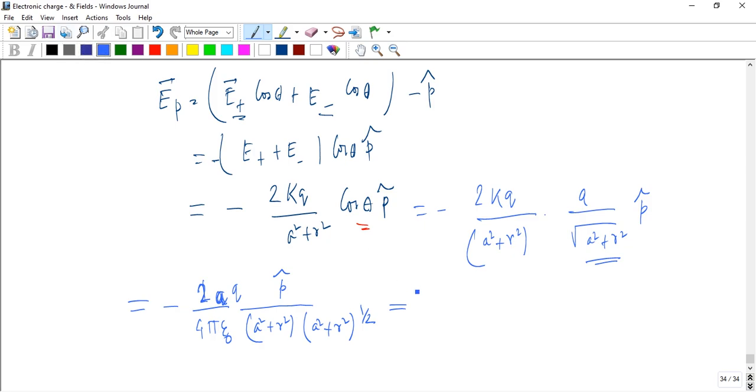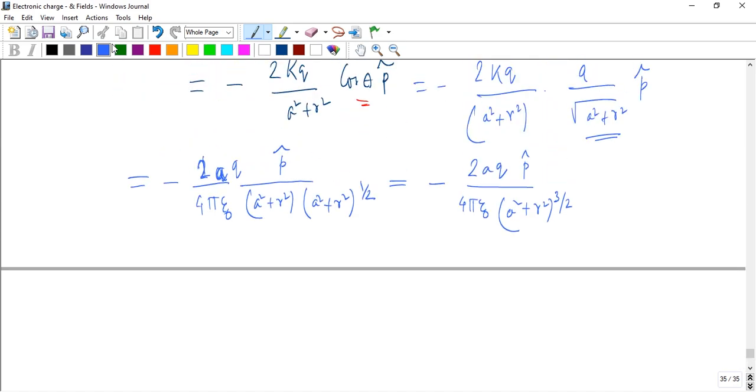We get that, and that is minus 2aq p cap, that is 4 pi epsilon naught, exponent formula, that is 1 plus half. So a square plus r square, 1 plus half means 3 by 2. Okay. Now we apply boundary condition.